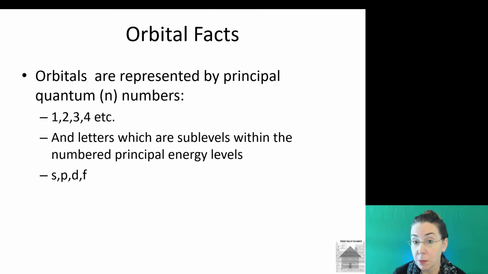Here are a few more orbital facts. Orbitals are represented by principal quantum numbers or N numbers. These start with 1 and they go 1, 2, 3, 4, etc. and so on. There are also letters, which are sub-levels within those numbered principal energy levels. And those letters are S, P, D, and F.